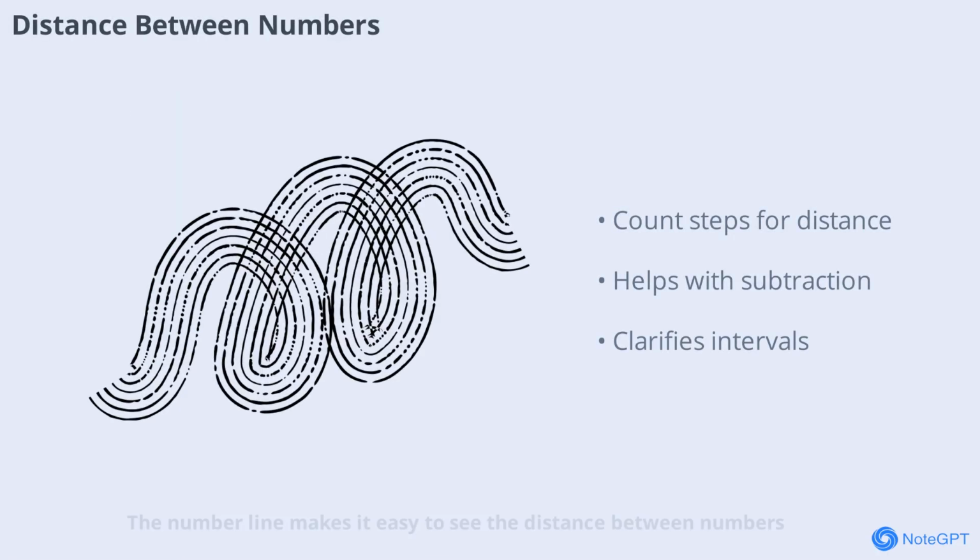The number line makes it easy to see the distance between numbers. By counting the steps between 2 points, we can find the difference or the absolute value of their difference. This is especially helpful for understanding subtraction, differences, and even concepts like intervals in math.